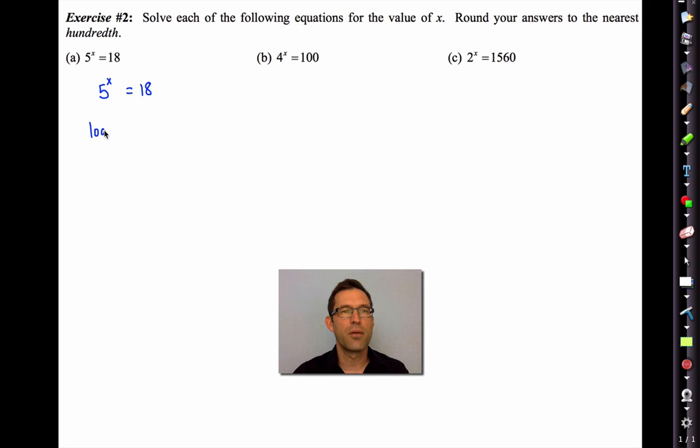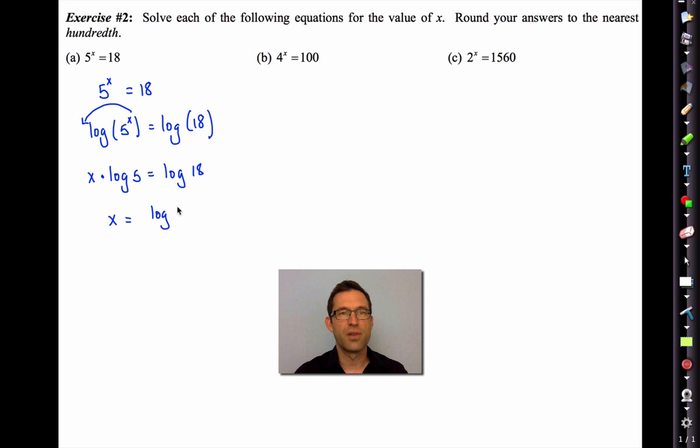I'm going to do the log of both sides. Now, don't skip this step. Some students want to go immediately to the next step, and I guess that's okay, but I think it's really helpful to have this step first. The next step, where that x comes out, right? X times the log of 5 equals the log of 18, right? So x is equal to log 18 divided by the log of 5.